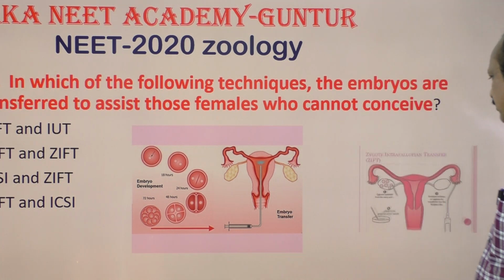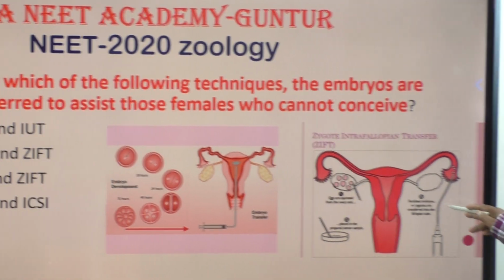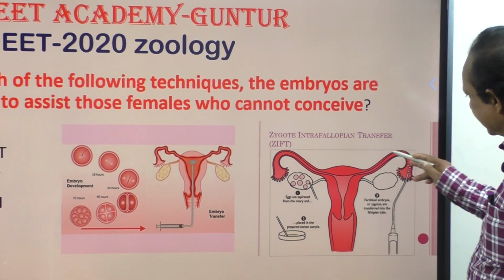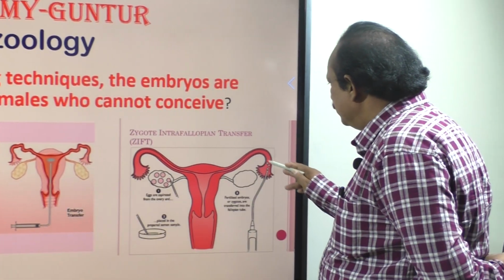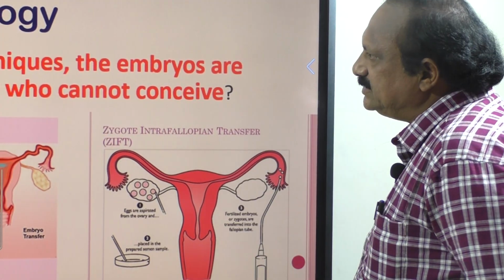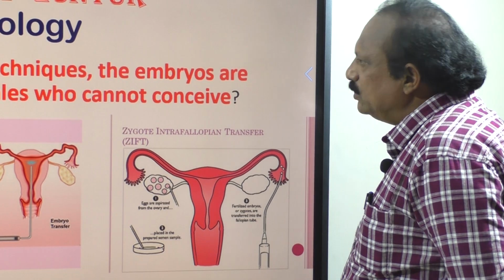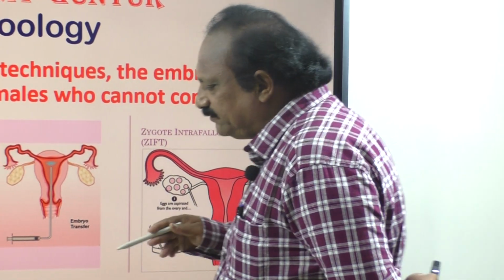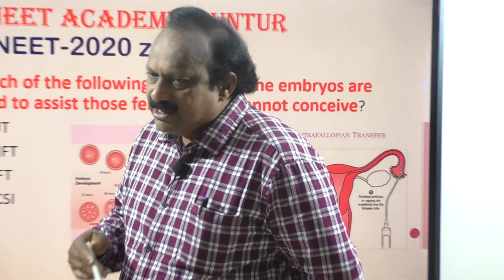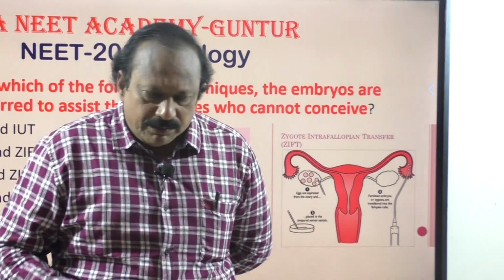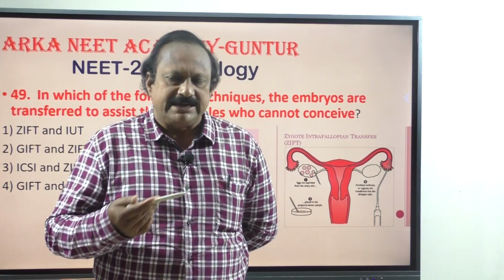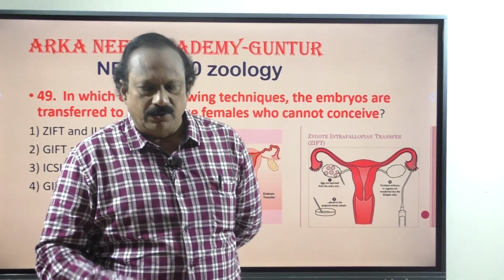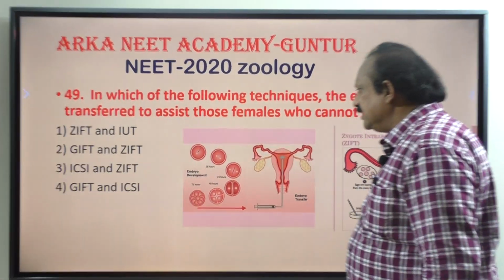Now look at the second one. Here the embryo with 8 cells is transferred to the fallopian tube. This is called zygote intrafallopian transfer. Normally this kind of assisted reproductive technology is preferred when the woman has not conceived. So the first option is the correct answer.